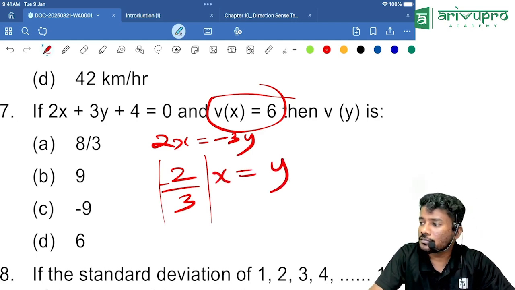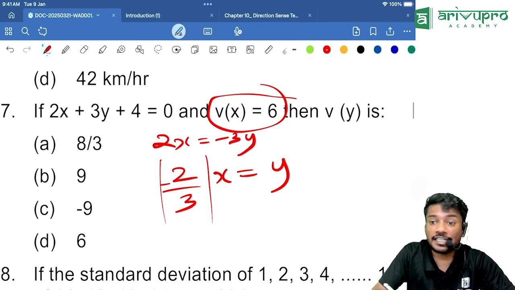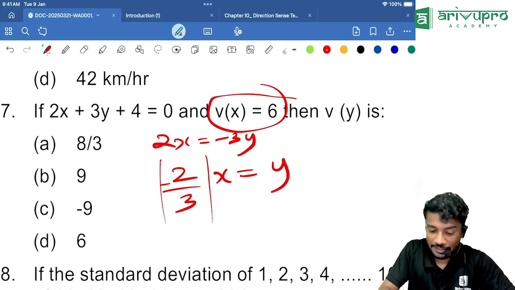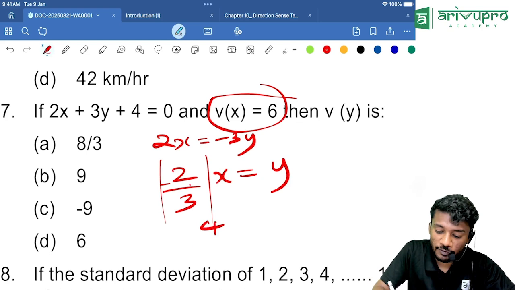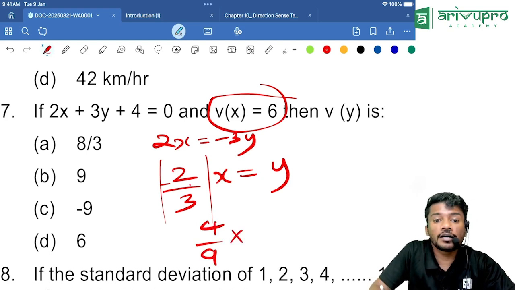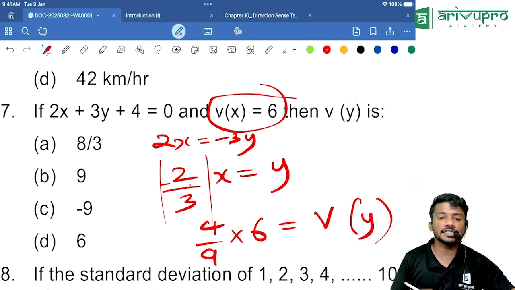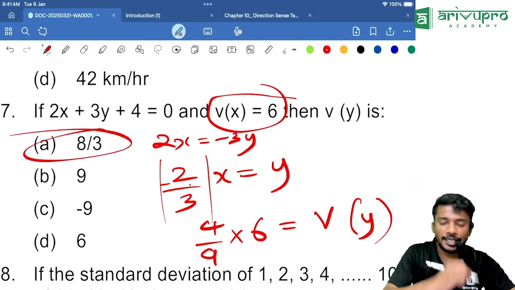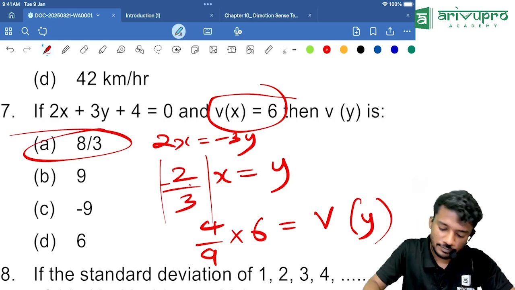Now, same thing only. What are we going to do? 2 by 3 into 6. Since it is variance, can we directly take it as 2 by 3? This is in terms of standard deviation. We need to square it. Squaring is how much? 4 divided by 9 into 6, which is equal to variance of y. What is the answer? 24 by 9. That is 8 by 3. Got the point? Next question.